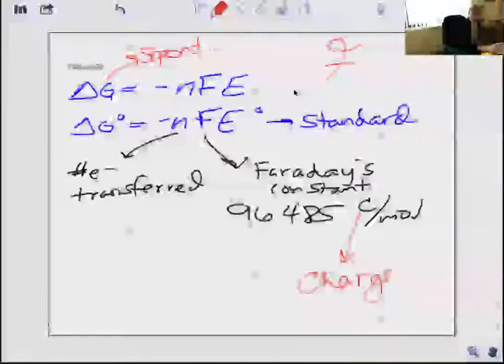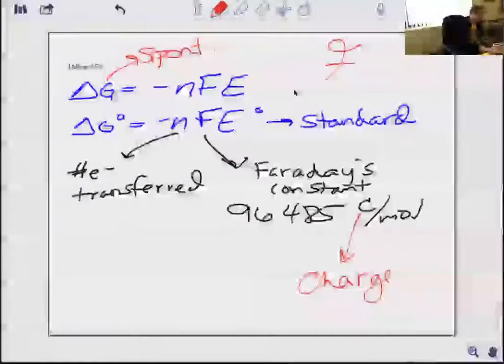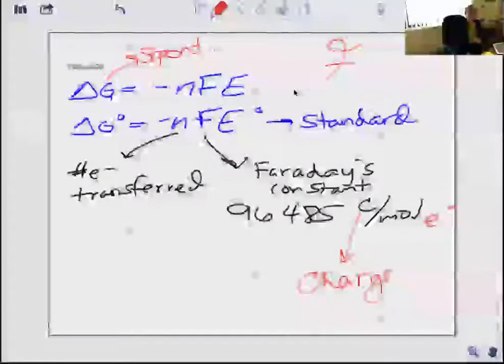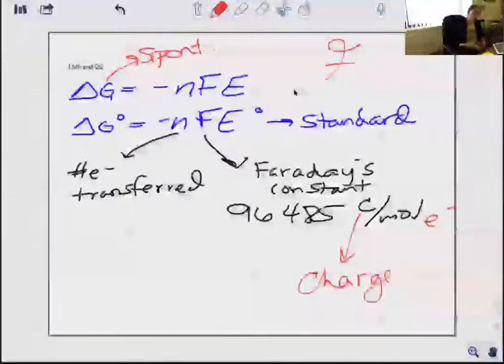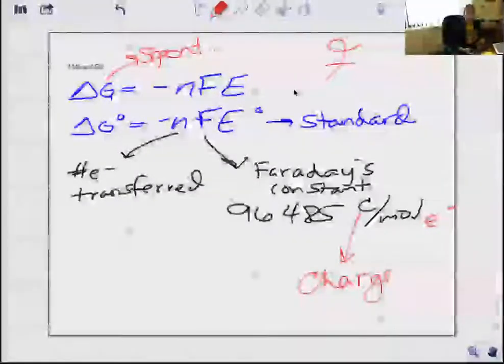Say fancy, it's the unit for charge. Okay, and it is the charge of a mole. Well, a mole of what? Actually, the charge of a mole of electrons. So that's how much charge 1 mole of electrons actually has.